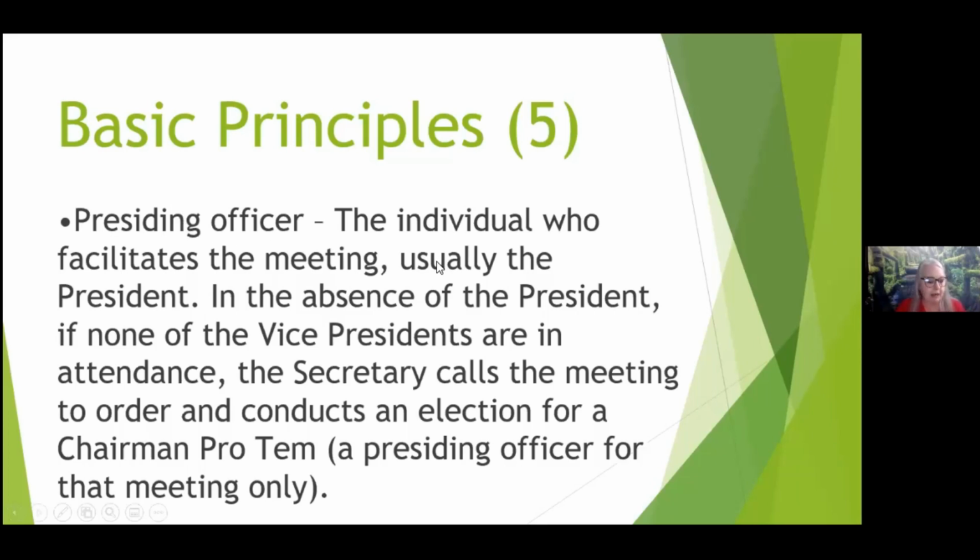So the presiding officer at a meeting is the individual who runs the meeting. It's usually the president. But if the president's not there and none of the vice presidents are there, then the secretary calls the meeting to order and conducts an election for the chairman pro tem, who is the presiding officer for that meeting only. So if all the top people weren't there, then you can elect somebody else and go on as long as you have a quorum.